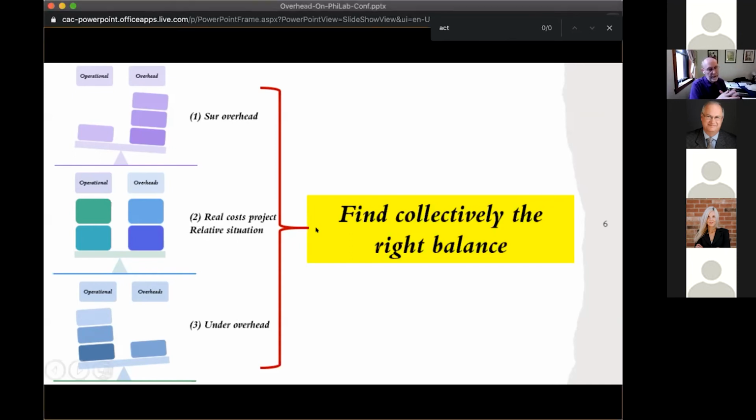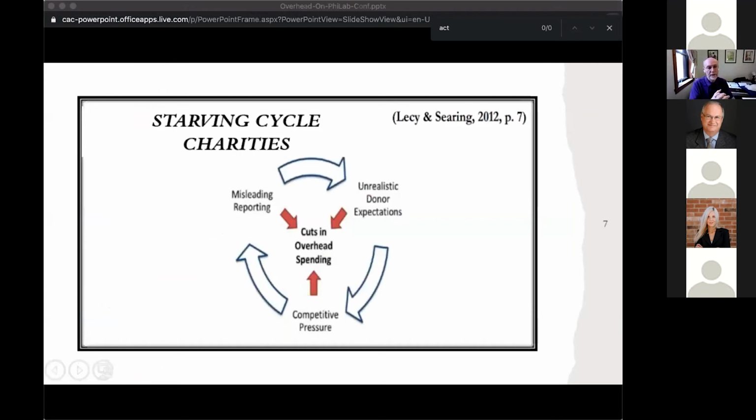Next slides, please. Because of that, we have a situation called the charity starvation cycle, where you have unrealistic donor expectations toward low overhead. Because of the competitive pressure between charities, everybody plays the role of their 10 to 15% overhead. Then you have misleading reporting, because you try to arrange your numbers to fit the unrealistic donor expectation. It makes a cycle where you provide less and less money to overhead. Like that, you don't have increases of salaries, you don't develop a pension plan, you don't develop benefits for your employees. Then people are leaving, and you have difficulties in the realization of your mission.